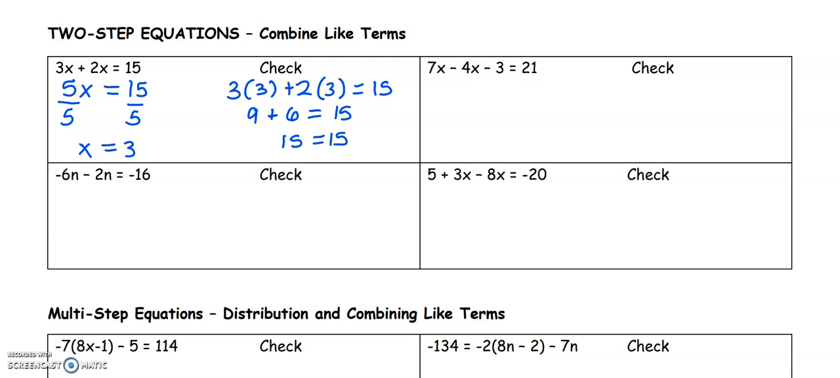Our next one has a little extra, so let's take a look at that. Again, we're going to combine the variables that are the same. So I have 7 xylophones, and then I broke 4 xylophones. So now I'm down to just 3 xylophones. I still have to deal with that minus 3 equals 21. So now it's a two-step equation. We're going to add 3 to both sides first. And then divide. And we get our value, x equals 8.